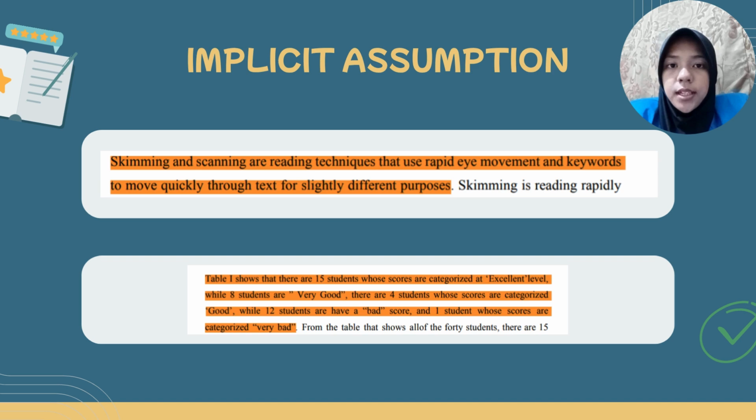The first one appears in the definition of skimming and scanning, which assumes that students already understand the distinct purposes of both strategies. And the second assumption is found in the discussion of Table 1, where the authors report that 15 students are categorized as excellent, 8 as very good, and 4 as good. This classification seems to assume that high performance automatically reflects deep comprehension and appropriate use of reading strategies.